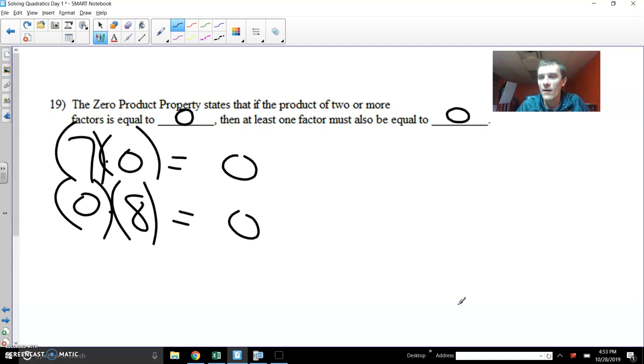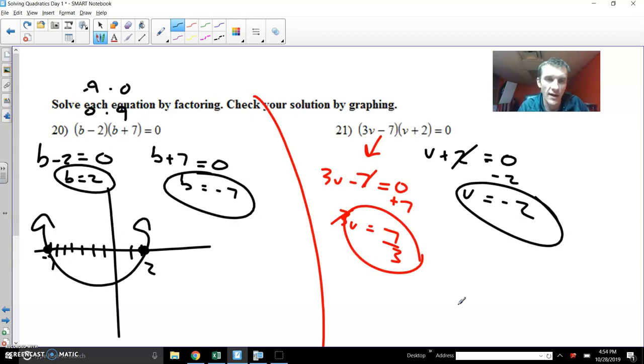Tomorrow we're going to talk more about factoring to solve. Today was more about solving using square rooting. But tomorrow we'll talk a lot more about the zero product property, when you factor something and set each factor equal to 0 to find those x-axis points or x-intercepts. So for example, b minus 2, b plus 7.